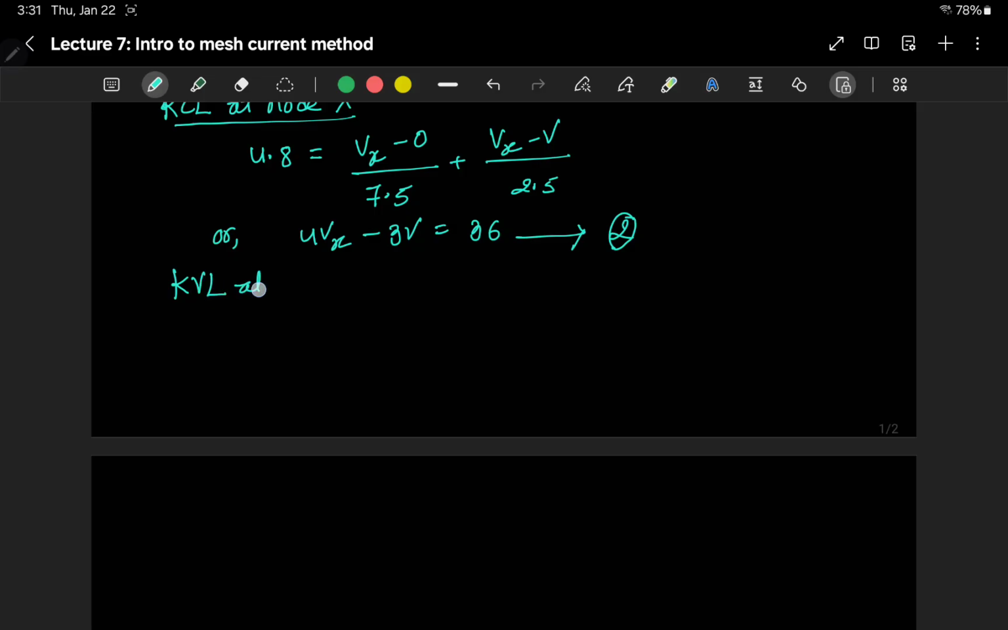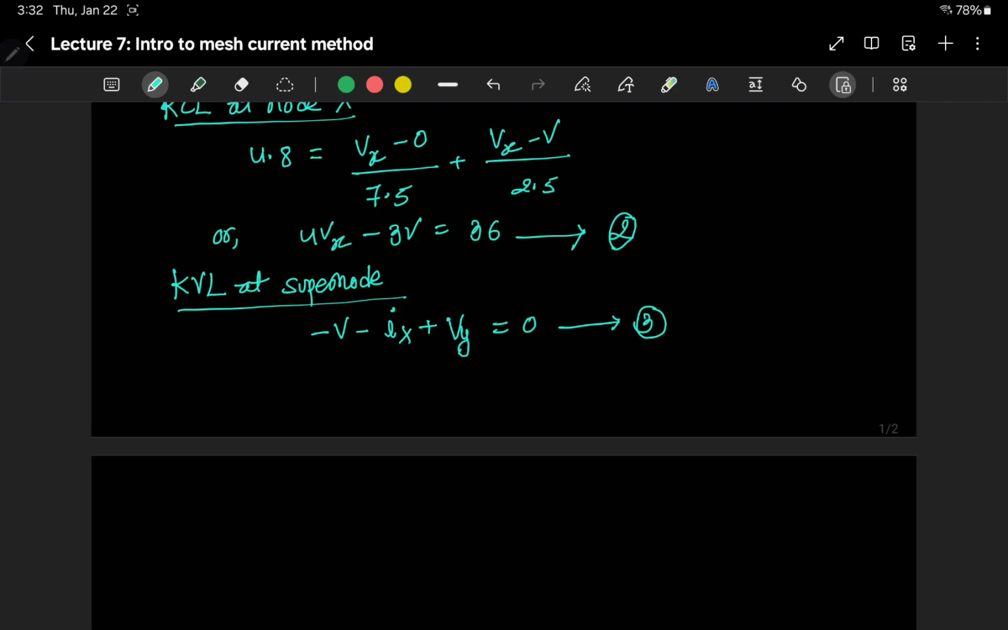So if we apply KVL at supernode, what we are going to get is minus v minus ix plus vy is equal to 0. So this will be our third equation.